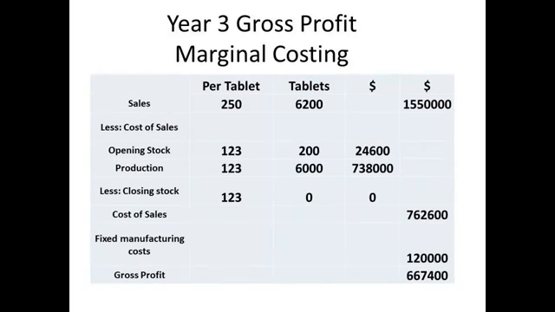In year 3, we have sales of $1,550,000 and all 6,200 units are sold. The cost of sales is therefore $762,600. Subtract cost of sales and fixed costs, and we have a figure for gross profit in year 3 of $667,400.